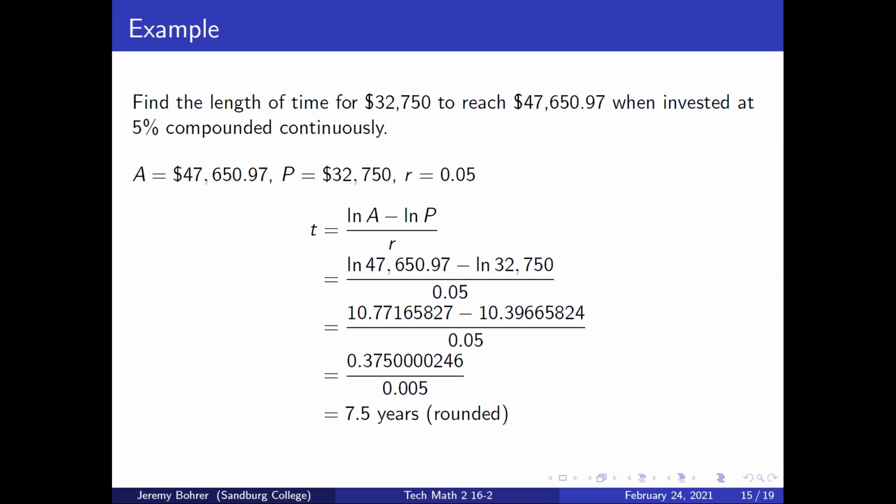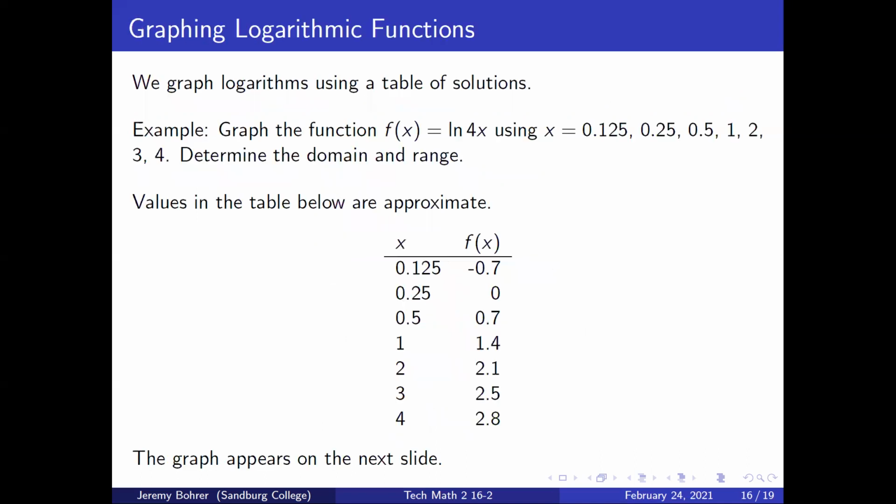Here, A equals $47,650.97, P is $32,750, and r is 0.05. So t equals the natural log of A minus the natural log of P divided by r, which is the natural log of 47,650.97 minus the natural log of 32,750 over 0.05. I'm not going to go through those intervening steps. This comes out to about 7.5 years.